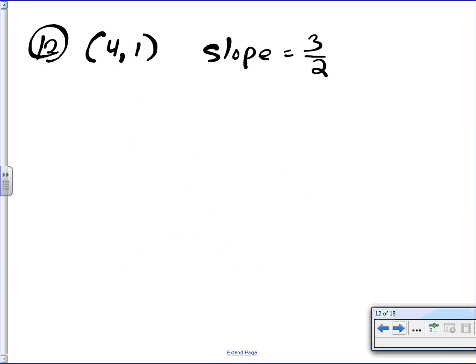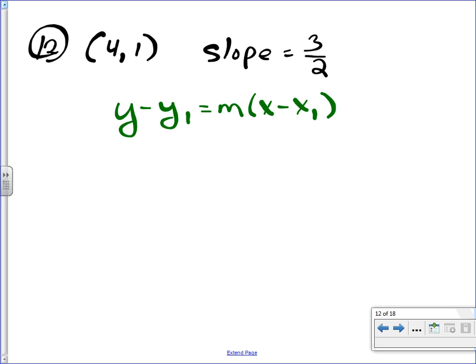Alright, so we'll do the same thing with number 12 here. We're going to start off with this thing right here again. It's called the point-slope form. I'm going to start replacing some of these letters with some numbers. That y1 gets replaced with the y value. M gets replaced with the slope, 3/2. And the x1 gets replaced with the x value, 4. So there it is, all plugged in.